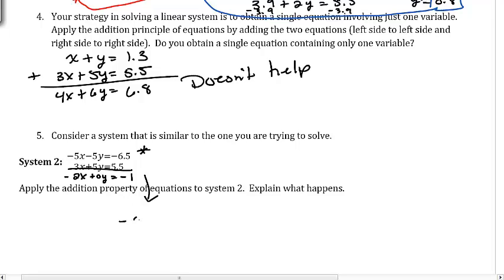Now 0 times y is just going to be 0, so we have -2x equals -1, and then we divide both sides by -2, and we get x equals a half, just like we got before.